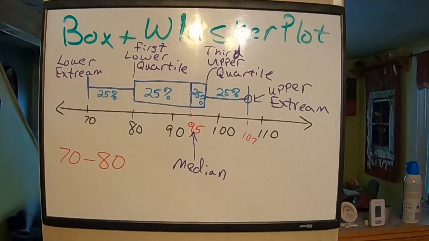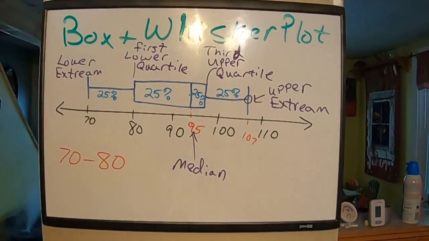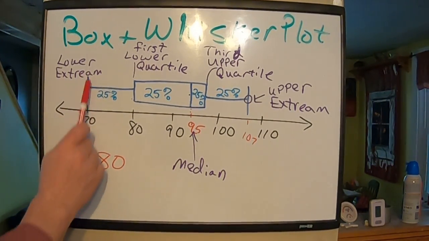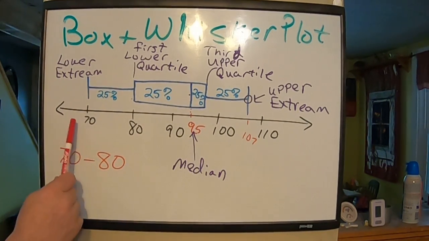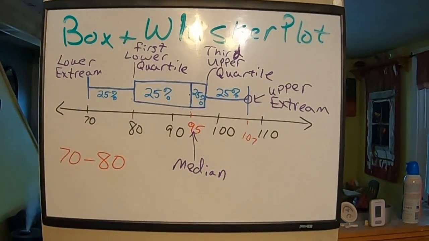If they asked you how many 70s are there, say these were grades, and they said how many people got exactly a 70, the only way you could answer that, other than not enough information, is at least one, because one of the lowest values is 70, and so you would only be able to say at least one. But that's the best answer you could give there.